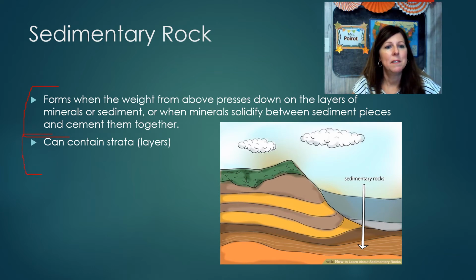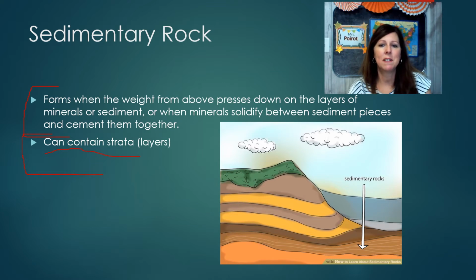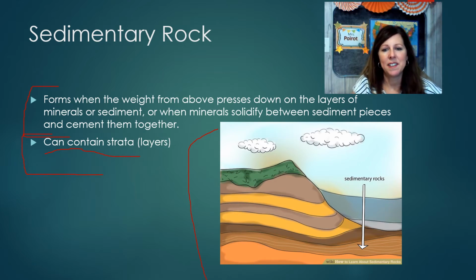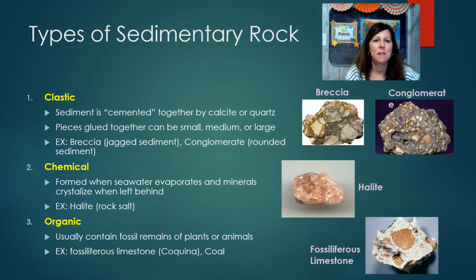So we've got 3 different types of sedimentary rock. Something else that sedimentary rock can do is they contain strata or layers, and in this picture you can see a very good diagram or drawing of how that forms. All right, let's take a look at the 3 different types of sedimentary rock. We're going to start with clastic.